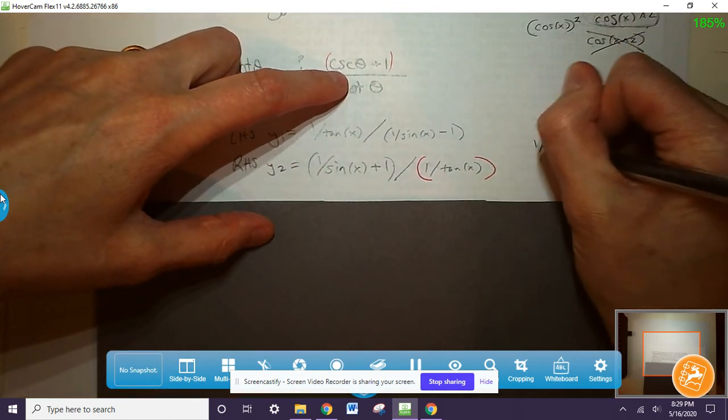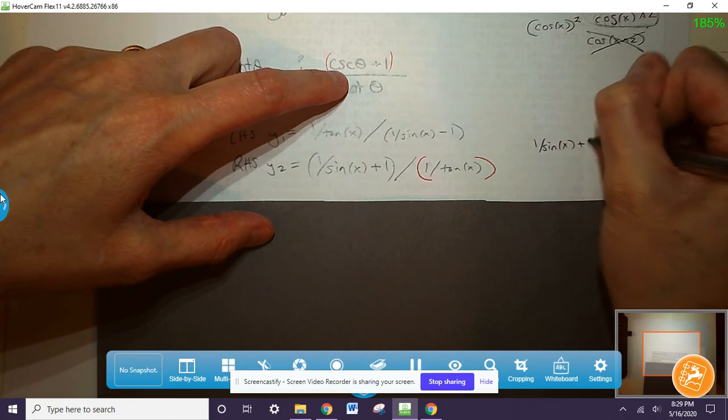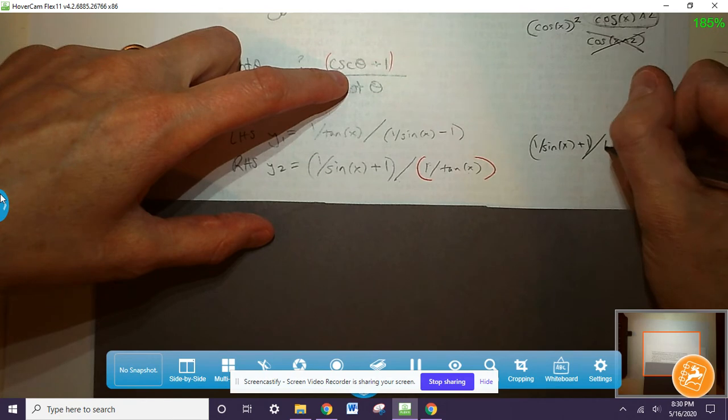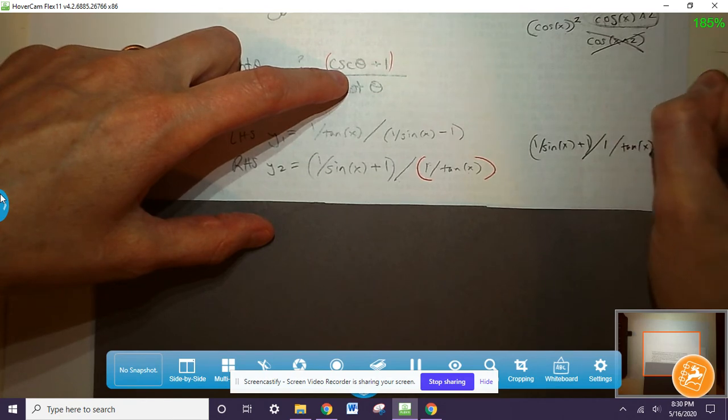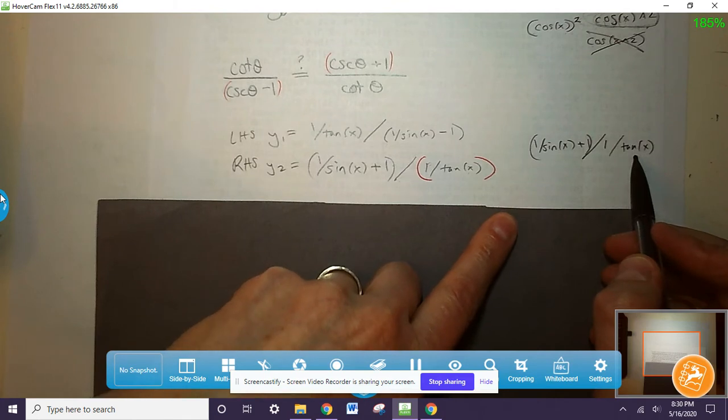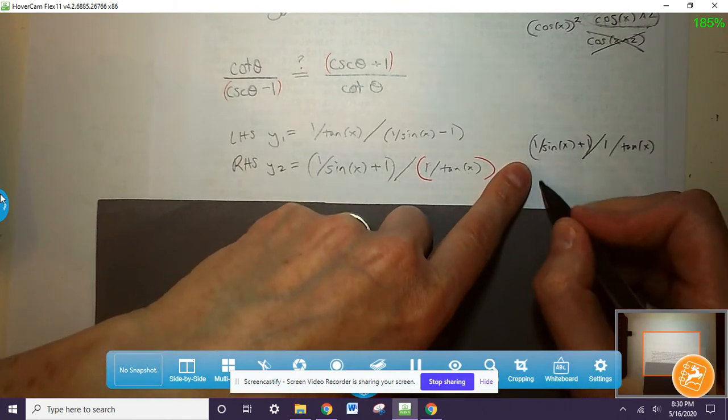If you don't have the parentheses around this denominator, if you don't have parentheses around 1 over tangent, the calculator is going to read it as, take this and divide it by 1.